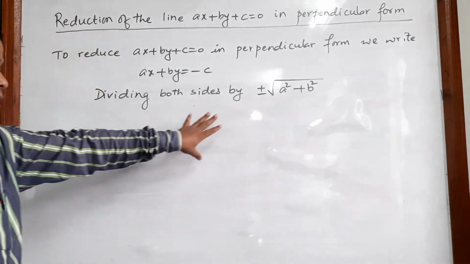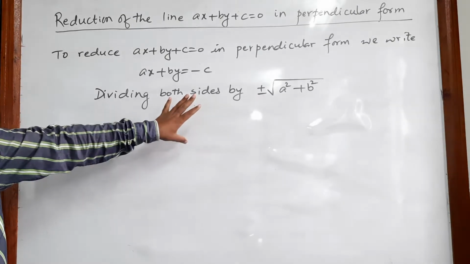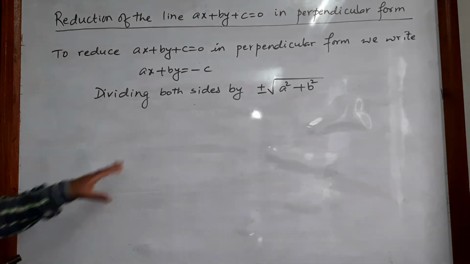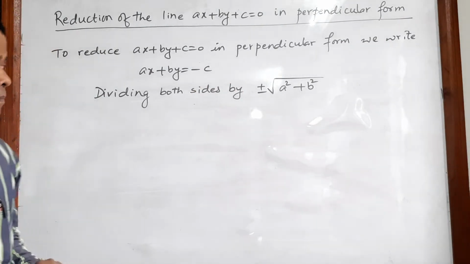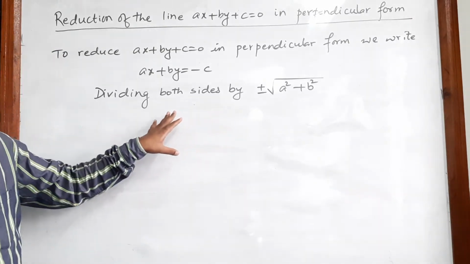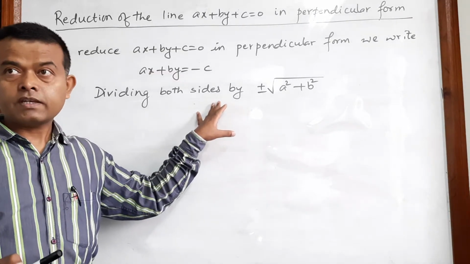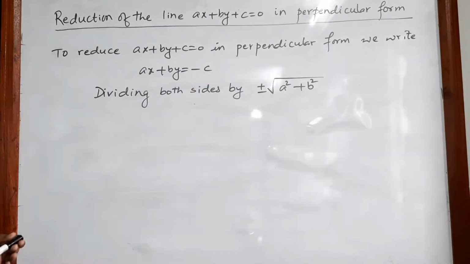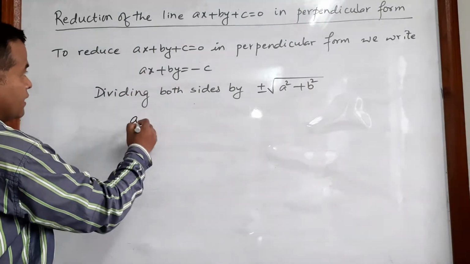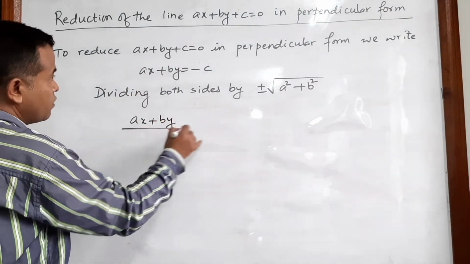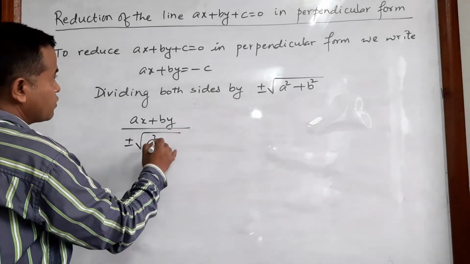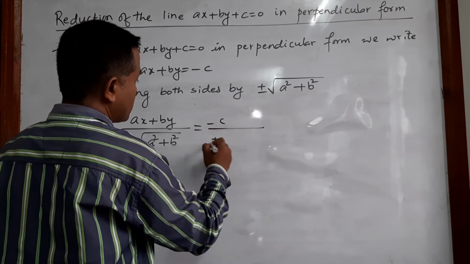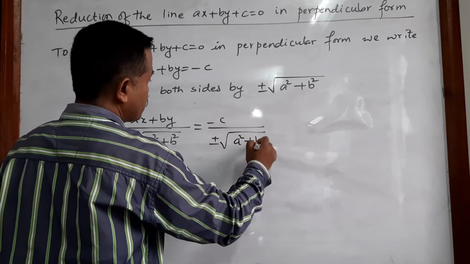The derivation part I have not focused on here, because it is not the most confusing part for students. The most confusing part is, after changing into perpendicular form, finding out the angle made by the perpendicular with the x-axis. That part I will focus on here. So here we divide: ax plus by over plus minus root over a square plus b square equals to minus c over plus minus root over a square plus b square.